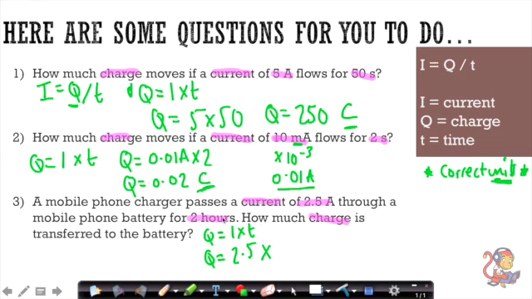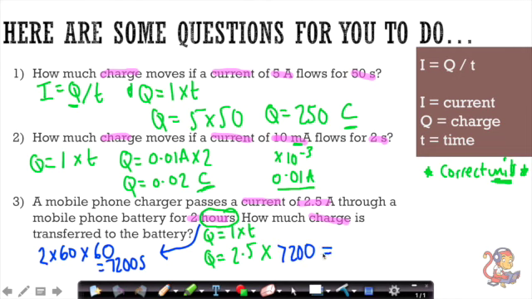multiplied by our time. But again, here we've got time in hours when we need it in seconds. So let's work out over here first of all what 2 hours is in seconds. We need to do 2 hours multiplied by 60 minutes multiplied by 60 seconds, which will give us 7,200 seconds. So now we can put this time into our equation. So Q equals 2.5 times 7,200, and that will give us a total charge flowing into the mobile phone of 18,000 coulombs.